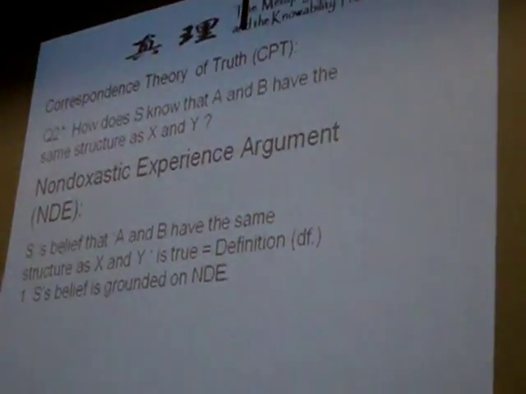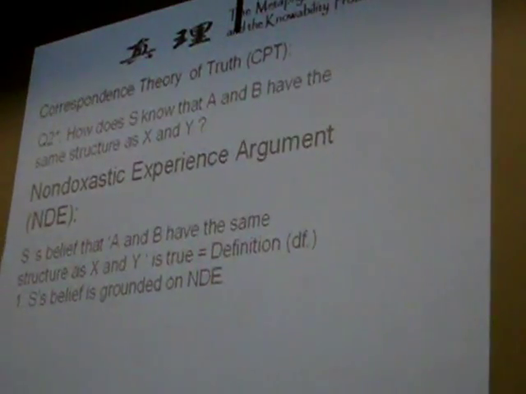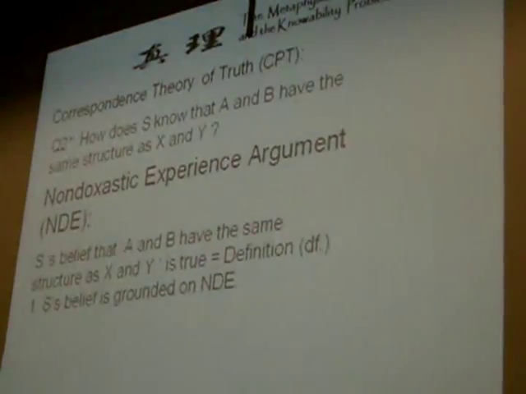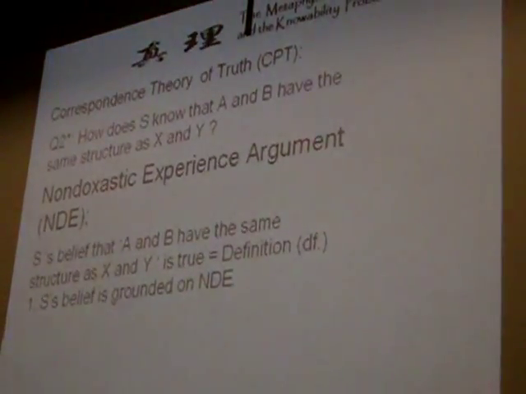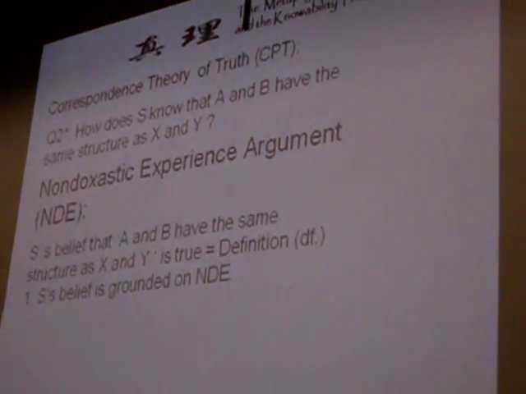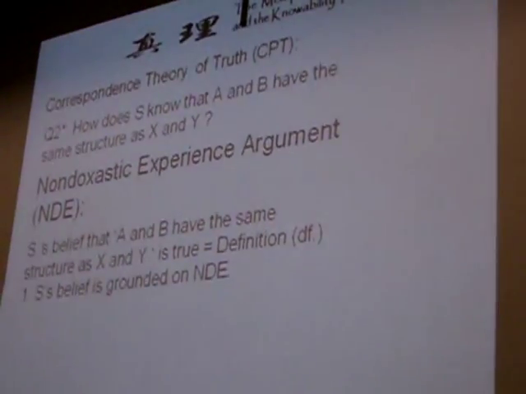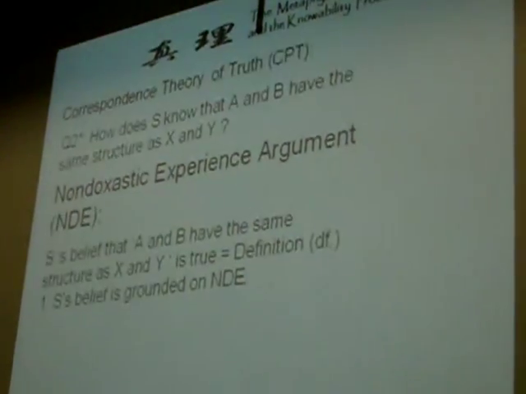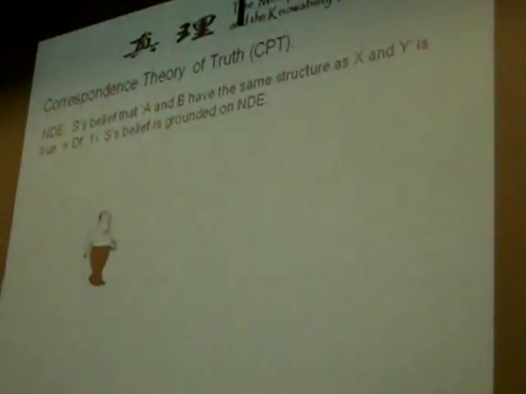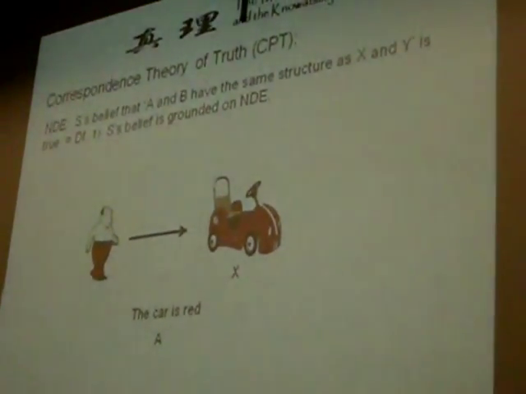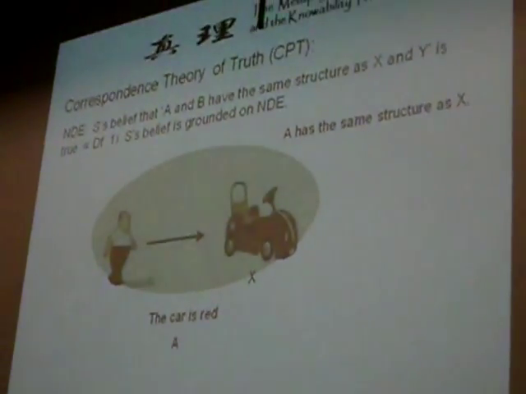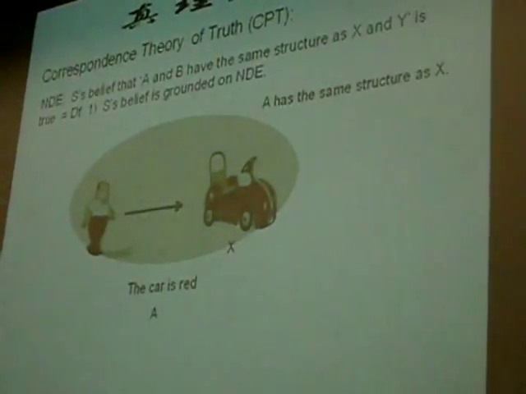For instance, the belief that you are in pain could be justified by your experience of pain. And your experience of pain is not a belief, because if it is a belief, then you have the problem of regress, where a certain belief is justified by another belief and it doesn't end. So in this case, it's actually a structure of foundationalism. In this case, the chain ends with NDE, with experience. So the proposition or the belief A has the same structure as X is justified by this experience, the subject actually experiencing X.